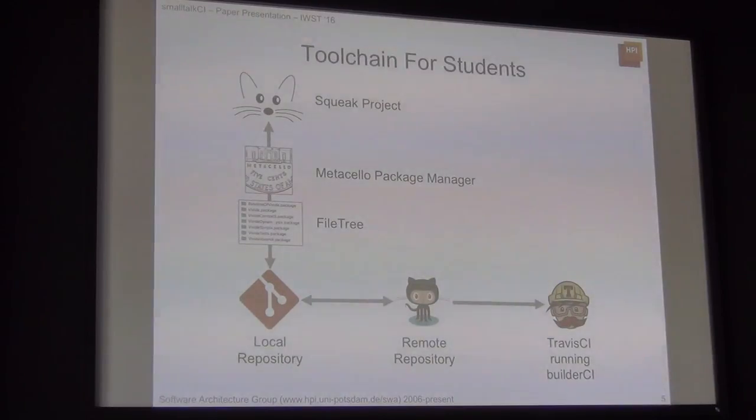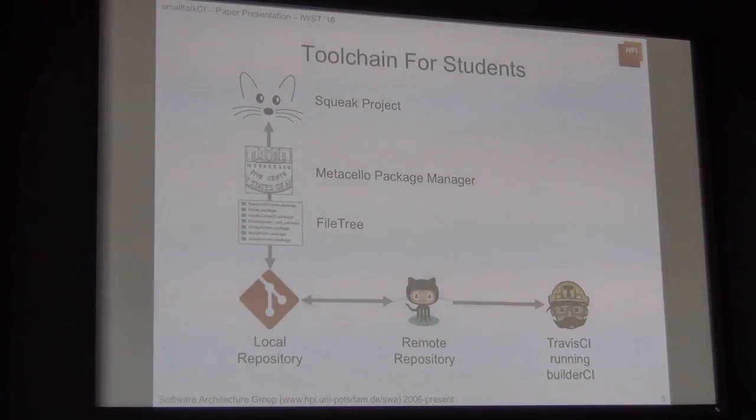So this is what the toolchain looks like for the students. They have their Squeak project, they use Metacello for dependency management, they use FileTree to export their Smalltalk code onto the file system and then save this in a Git repository, and they push this repository to GitHub, and then Travis will build their software using something that is called Builder CI. So that was 2 years ago.